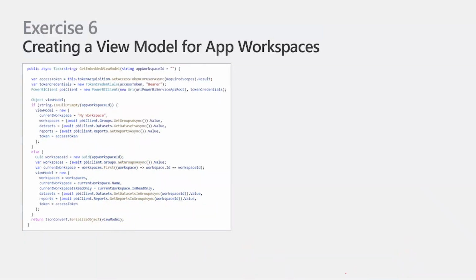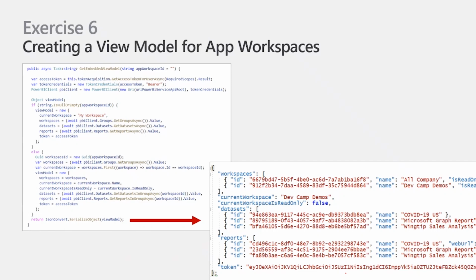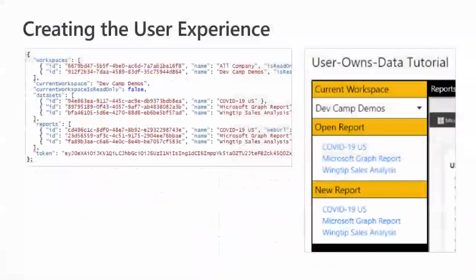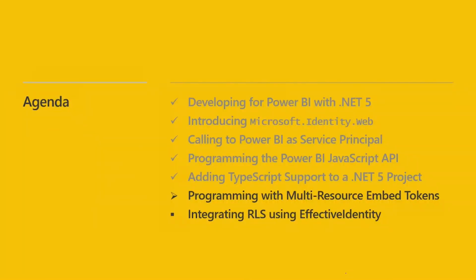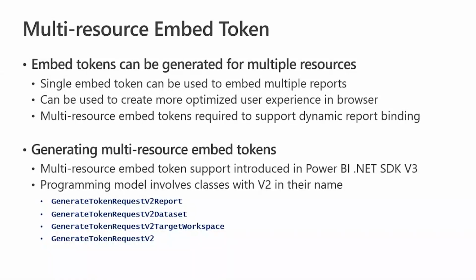Okay, now we have a little over 10 minutes left. So what I just showed you was the part of the lab that you'll get to at the end. Two more things I want to talk about. One is multi-resource embed tokens. A multi-resource embed token is simply an embed token that doesn't just have one report inside of it, but maybe has 2 or 3 reports. Or in our case, it's going to have every report and every data set in a particular workspace.